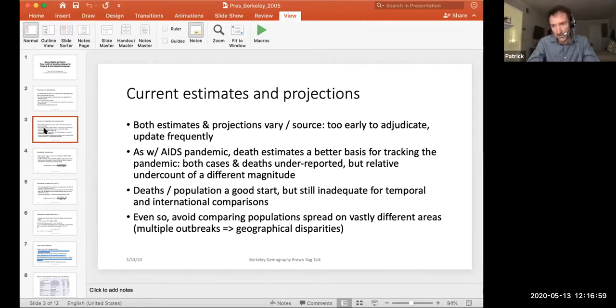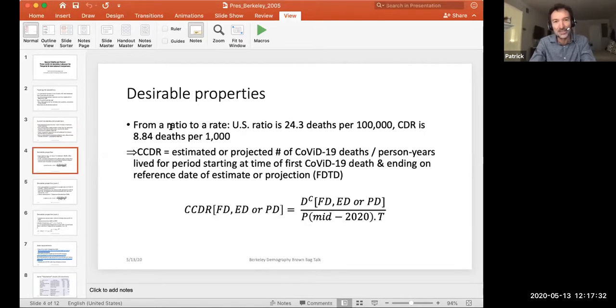We know deaths are underreported. I mean, we suspect they are, but the relative undercount is still of a different magnitude. So they might be undercounted by maybe 20, 30, 40%, but not by a factor of 10 or 20. So this death per population is, of course, a good start. We want to compare number of cases or number of deaths in countries of relatively similar size. But this still misses a number of important properties that demographers care about.